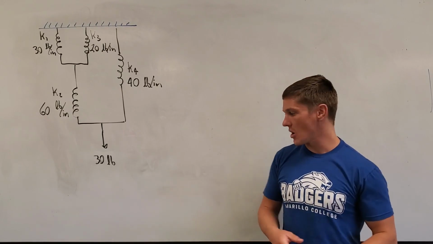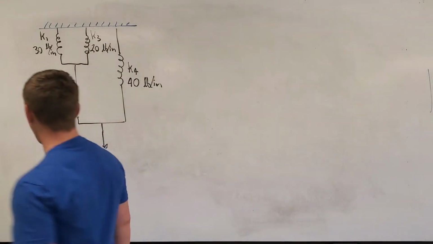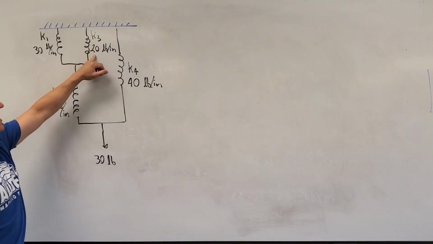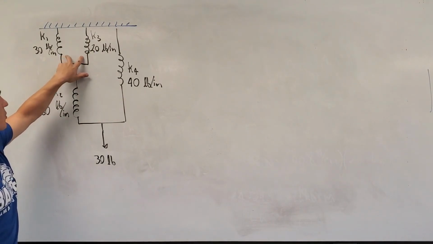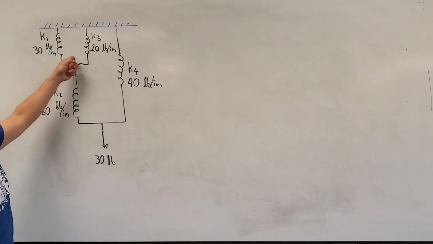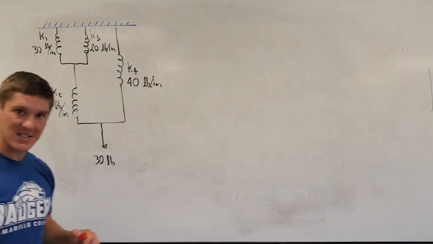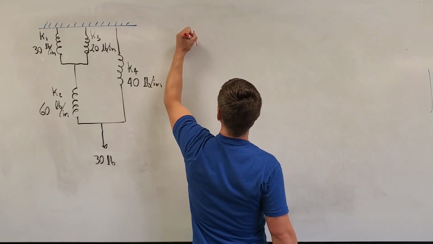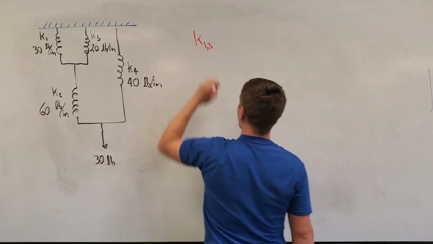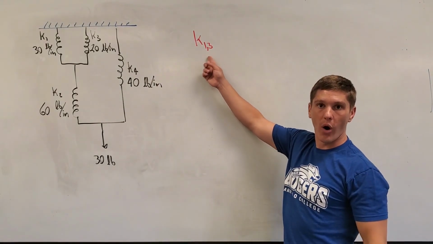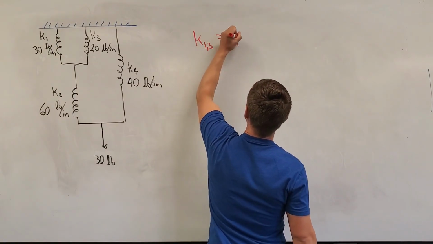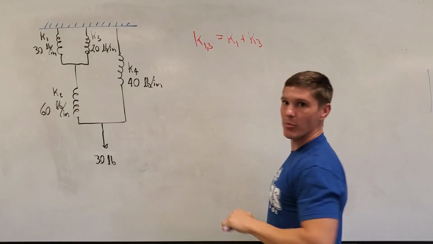So for example here, when I look up, my first springs that I see are spring 1, which has a spring constant of 30 pounds per inch, and spring 3, which has a spring constant of 20 pounds per inch. These two springs are definitely in parallel, so I can replace them with an equivalent spring, which I'm going to call K13, because I'm replacing spring 1 and spring 3. And because they're in parallel, it's just K1 plus K3. We just add them directly, which makes sense, right?